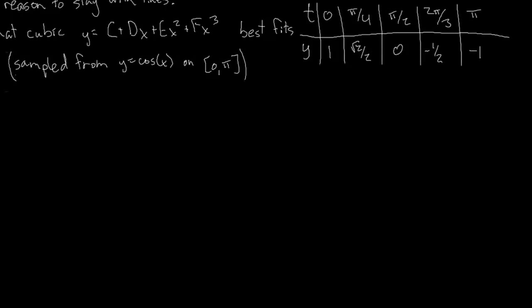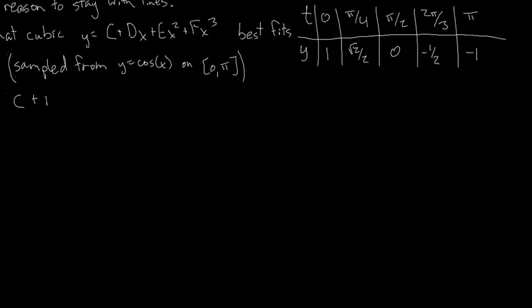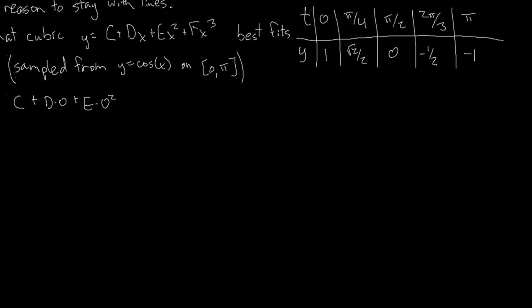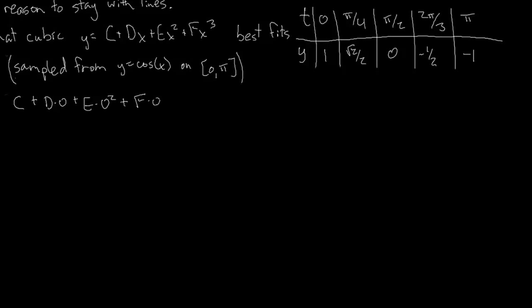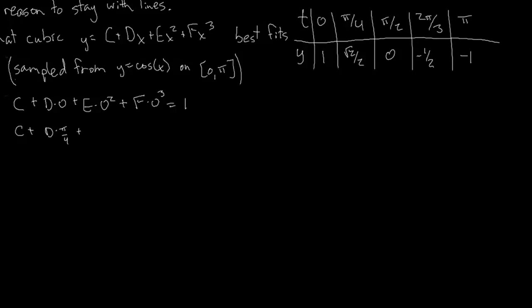So there's no reason that I have to stick with lines. I could do this with cubics or quadratics or fifth-degree polynomials if I feel like it. So let's suppose I wanted a cubic and the coefficients were C, D, E, and F. And I want them to fit this data, and that data is stolen directly from cosine of x on 0 to pi.